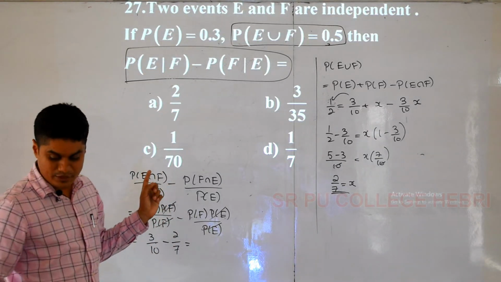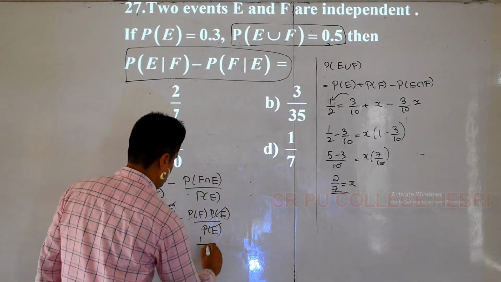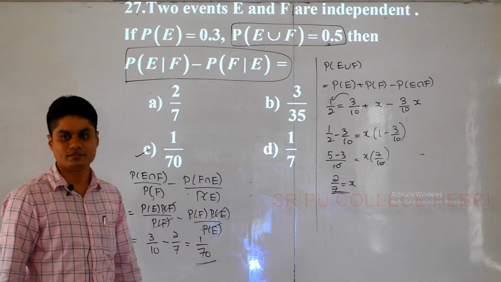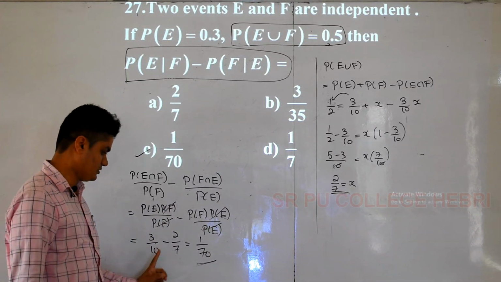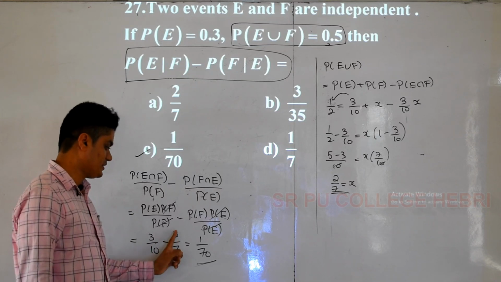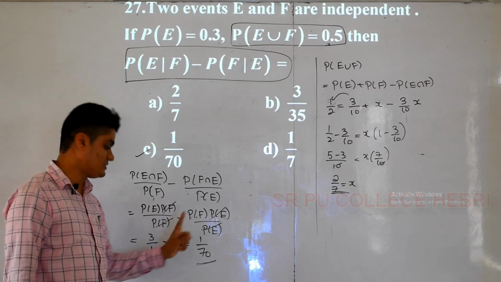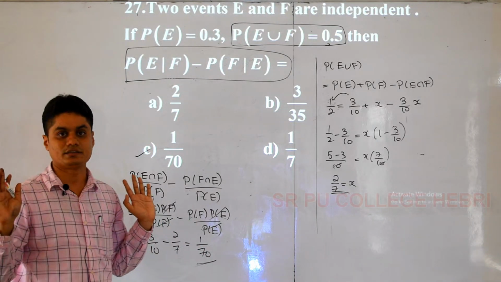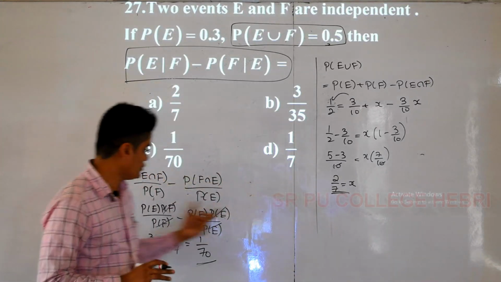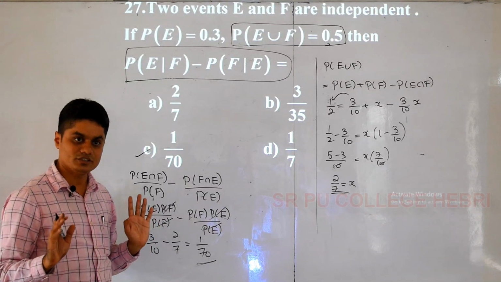And the answer to question number 27 is option C, that is 1 by 70. Check this. 70 is the LCM, easy to complete. So 10 and 7 give 21, minus 3 into 7, 10, that is 20. 21 minus 20 is 1 by 70. Perfectly right. Did you understand? So find the value of x, use the concept of independent events, and you will get the final answer. Understood?